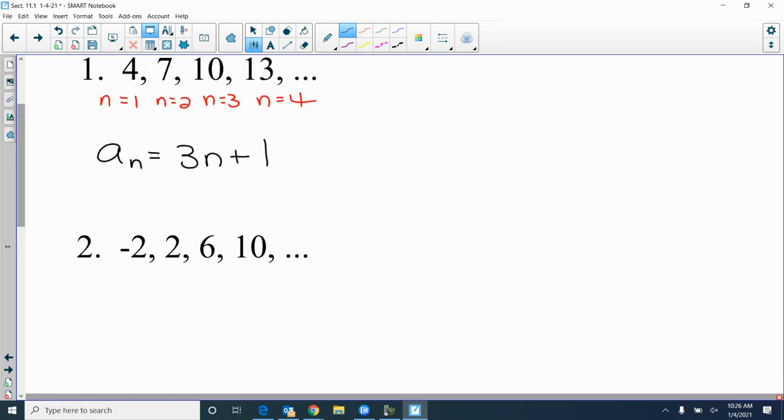All right, -2, 2, 6, 10. See what you come up with. And again, this is n equals 1. And then n equals 2. N equals 3. N equals 4. Got anything back there, Adam Lippy?